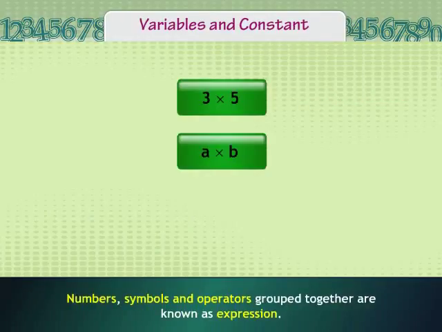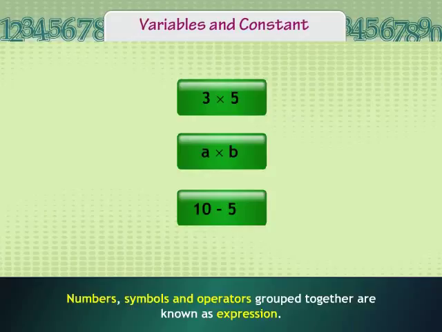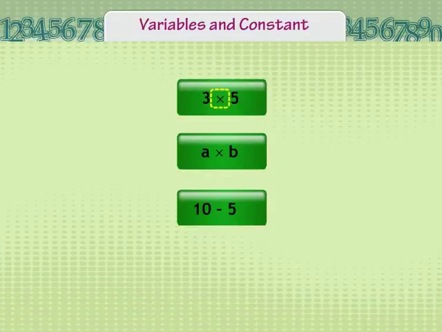The numbers, symbols, and operators such as plus, minus, etc. grouped together giving some value is known as expression. For example, 3 into 5, a into b, 10 minus 5.